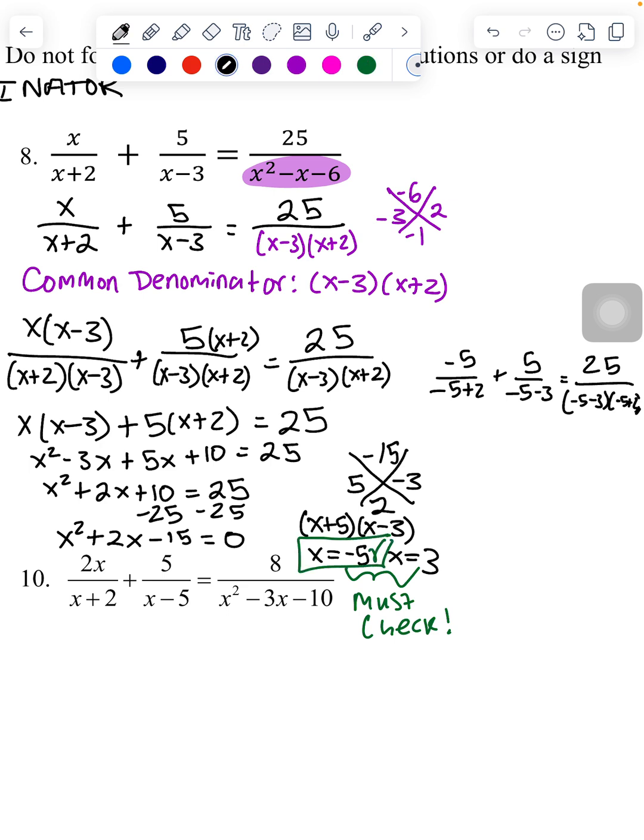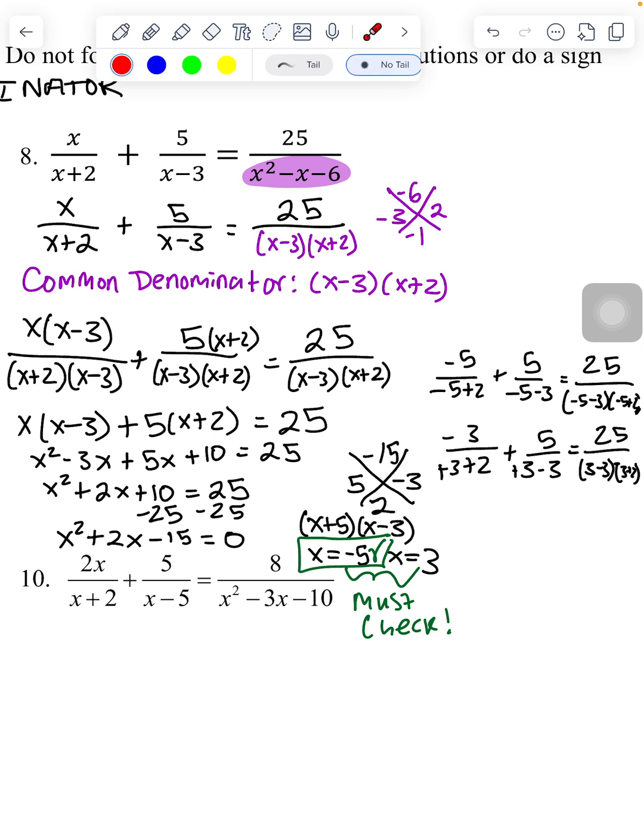Okay, so now let's try the 3. Okay, so we have 3 over 3 plus 2 plus 5 over 3 minus 3 equals 25 over 3 minus 3 over 3 plus 2. Okay, so I notice I have a possibility of division by 0 in two spots. I've gotten 3 minus 3, which gives me 0, which is horrible. No, I don't want to divide by 0. Even that one spot where I have division by 0 is bad. But I also noticed it in the second spot as well, which means I also have division by 0.